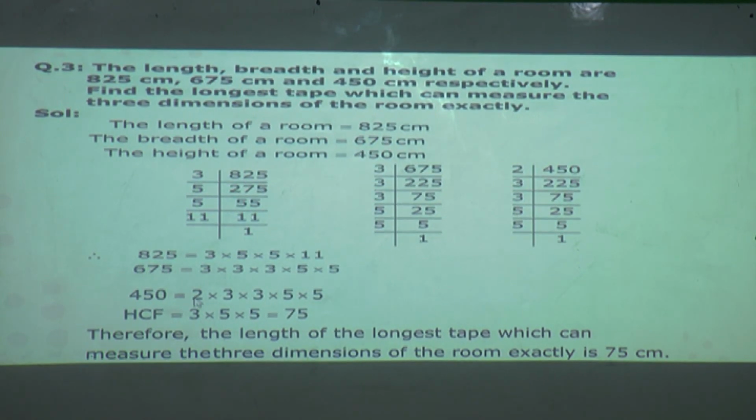Now we got the prime factors for all the 3 numbers. The common is 3 into 5 into 5. Here also we have 3 into 5 into 5 and here also we have 3 into 5 into 5. 3 5s are 15, 15 5s are 75. Therefore, the length of the longest tape which can measure the 3 dimensions of the room exactly is 75 centimeter. Let us see the next one.